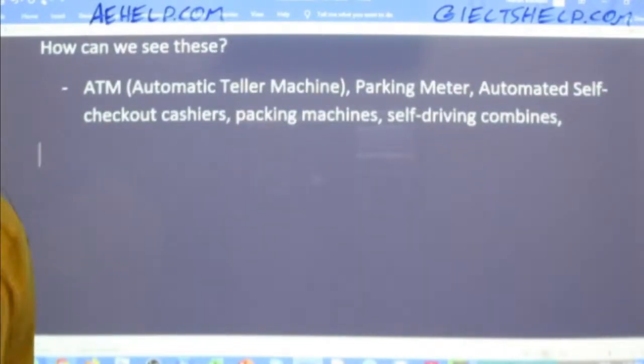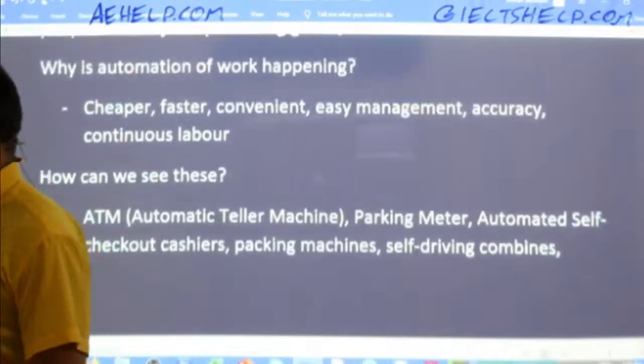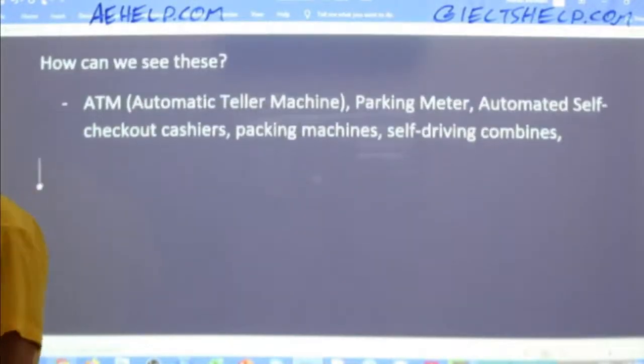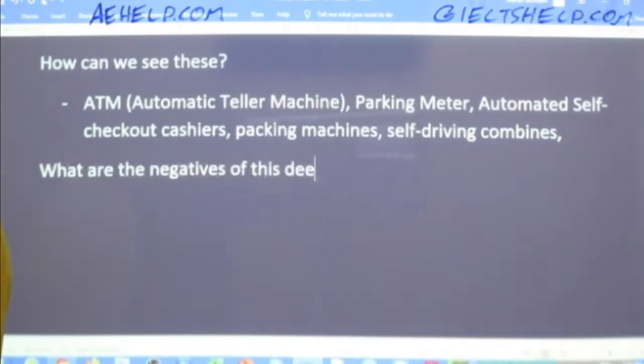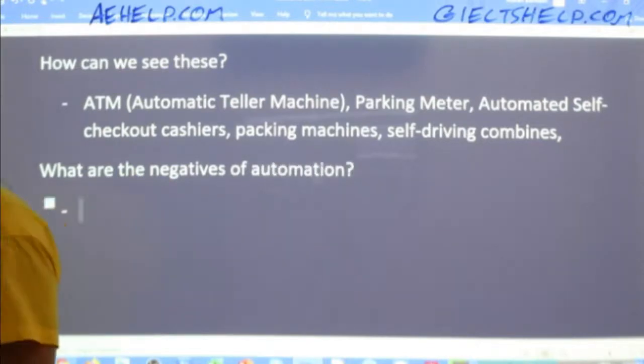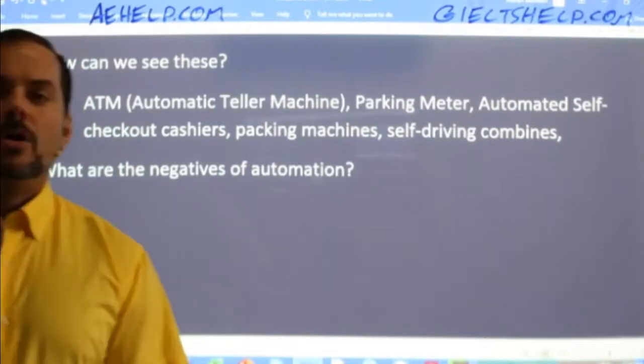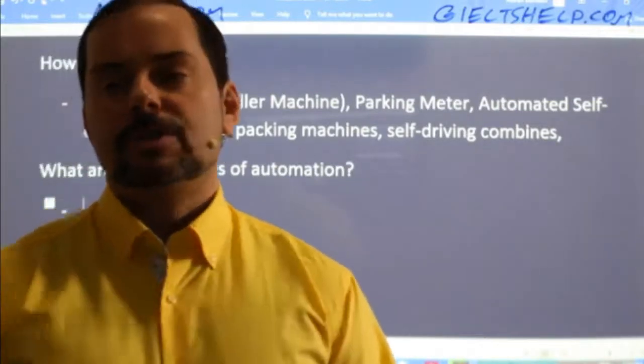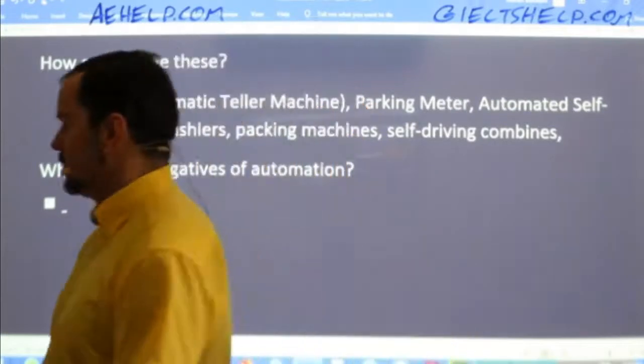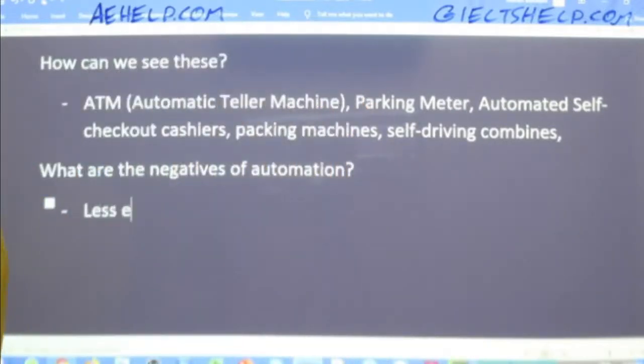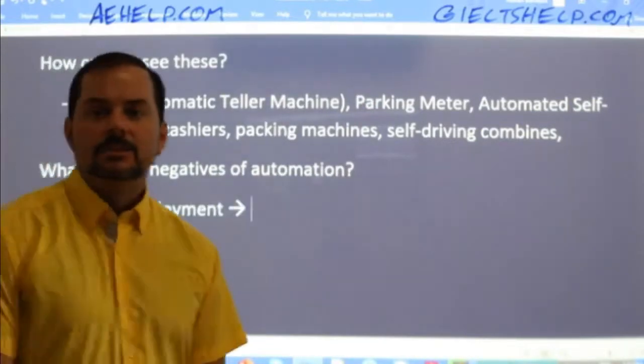Now, with this, we've covered the positives of such automation. What are the negatives? Let's answer that question before we formulate our thesis. So think ahead, Chabi. So there's less jobs, less employment, which leads to what? So less employment. What does that lead to? So unemployment leads to what?